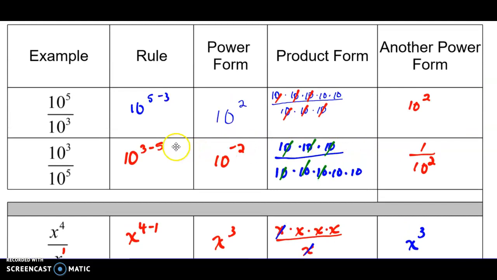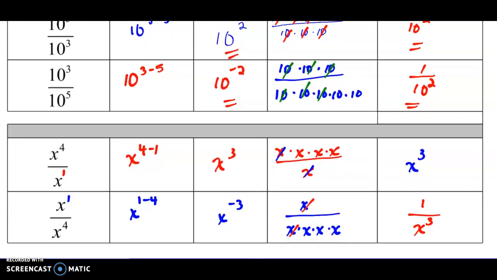We're asked to compare the 2 columns that contain the power form. So let's just go back to the base 10. If I look at my power form, 10 to the power of 2, 10 to the power of 2, they're equal. For this question, 10 to the power of 5 divided by 10 to the power of 3, the answer can be written as 10 squared. Both of those are equivalent. If I look at 10 to the power of 3 divided by 10 to the power of 5, these answers are also equivalent. So 10 to the power of negative 2 and 1 over 10 squared are both the same answer, but written in a different form.